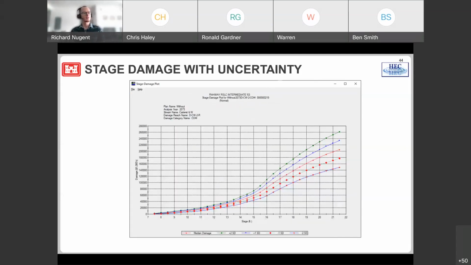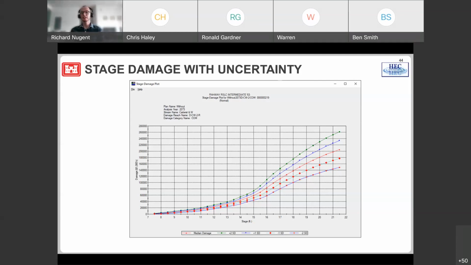Let's look at a plot of the stage damage function. So you can see here the median damage as represented by the red line with triangles. And then we have plus or minus 1 and 2 standard deviations. Here we're using a normal distribution, right? So the median is equal to the mean. Plus and minus 1 standard deviation, plus and minus 2, gives us the approximate 95% confidence interval. And you can see that we are representing damage as a distribution for a given stage, which reflects the uncertainty about the stage damage function.